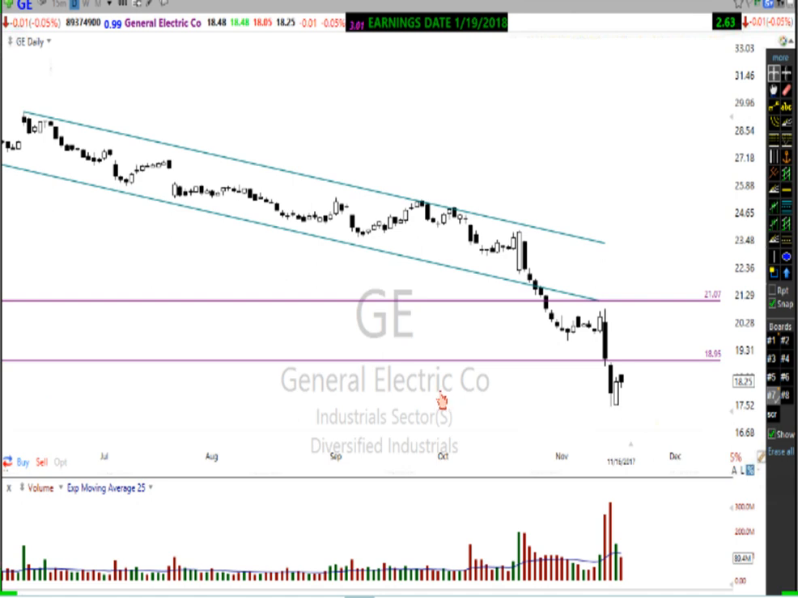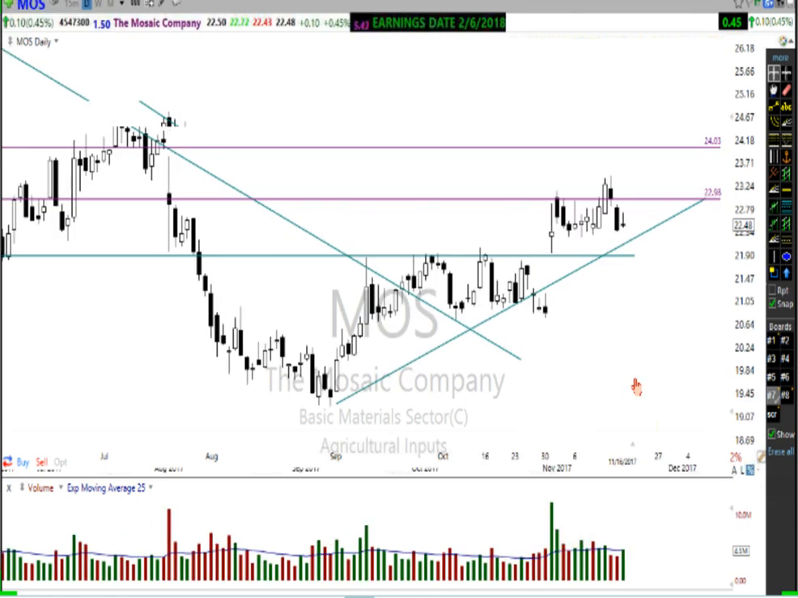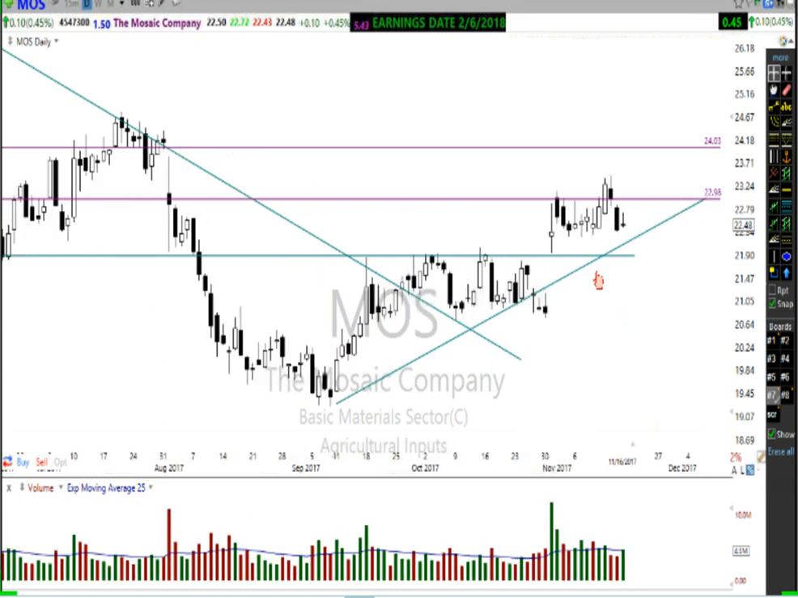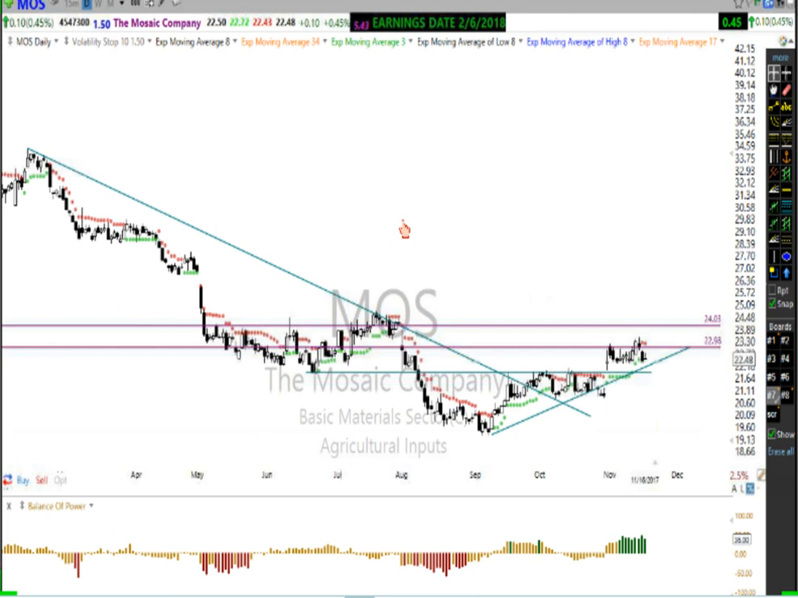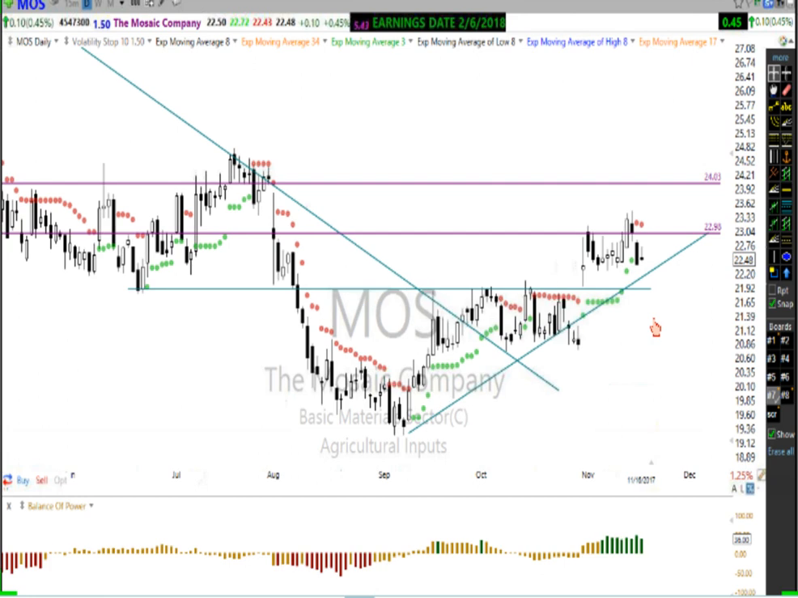MOS. We are actually in a trade on MOS and we're down on this position right now. MOS had this great little break of resistance, pullback. We got in here, and then we got this pulling back. So we may get stopped out on this trade soon. If it doesn't correct here real quick, we'll be out of the trade. It's not looking particularly healthy at the moment.